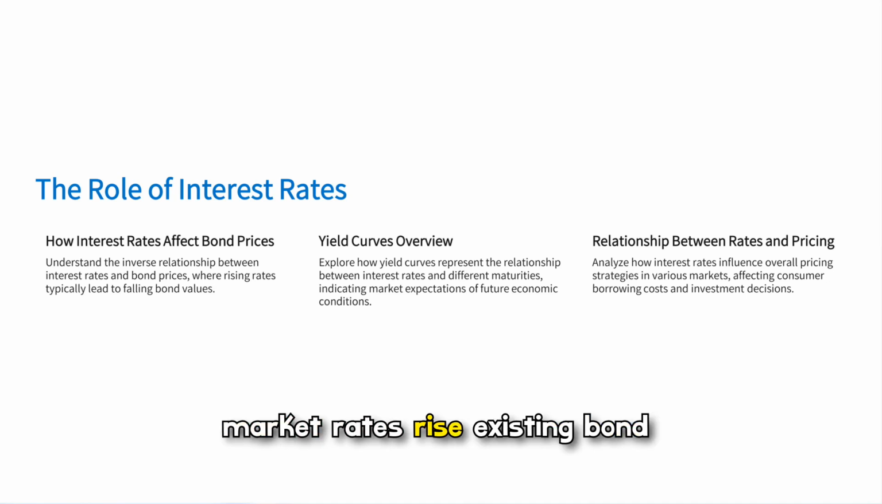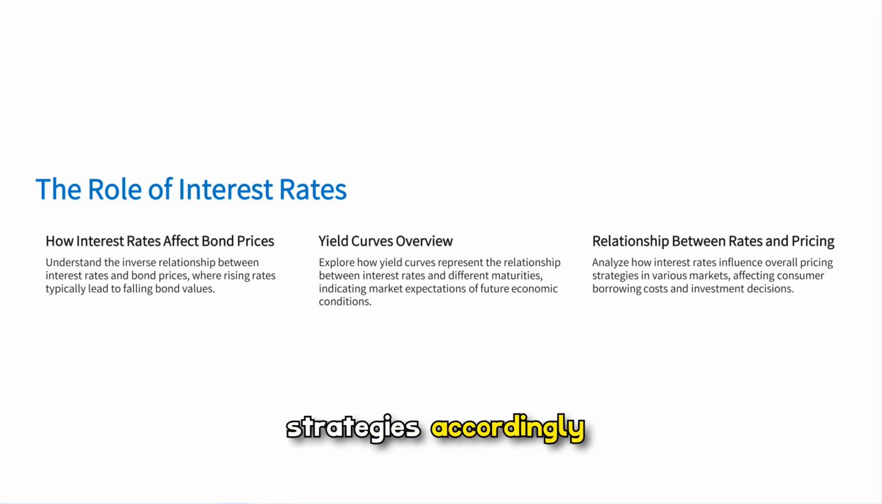When market rates rise, existing bond prices typically fall because their coupons become less attractive. Yield curves give us a snapshot of market expectations across maturities, and tracking how rates move helps investors anticipate price shifts and align strategies accordingly.